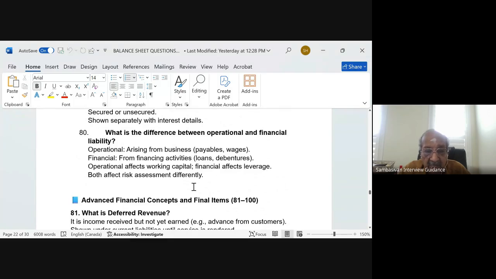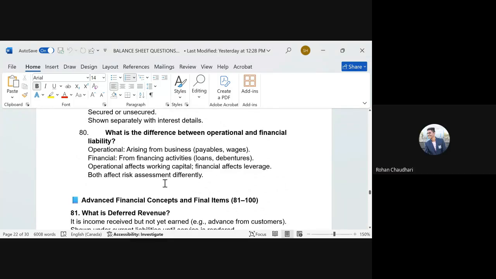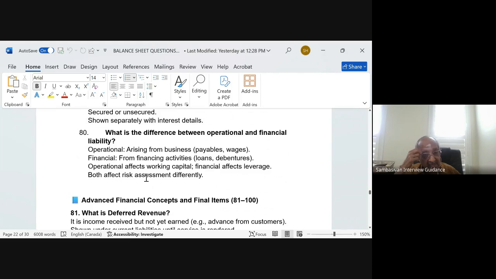Then number 80. What is the difference between operational and financial liability? Operational liability arises from the business, like payables or wages. Financial liabilities arise from financial activities like loans and debentures. Operational affects working capital and financial affects leverage. Both affect the risk assessment differently. Yes, operational means arising out of day-to-day work, that is business, payables, wages, and all that. Financial means because of taking loans, debentures, etc. Very good.